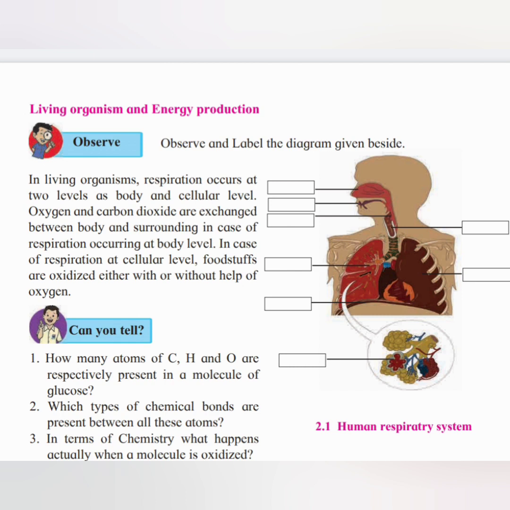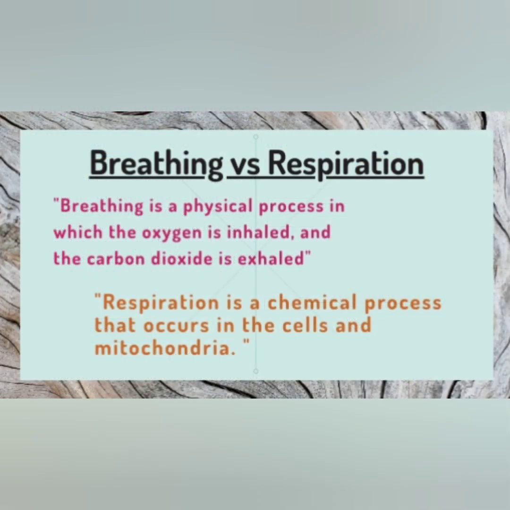Now we will learn about life processes, respiration. The picture is showing respiration and the respiratory tract. We inhale oxygen through our nostrils and exhale CO2. Students are confused with the words breathing and respiration. Both are different words. Breathing is a physical process in which oxygen is inhaled and carbon dioxide is exhaled. Whereas respiration is a chemical process that occurs in the cells and mitochondria.